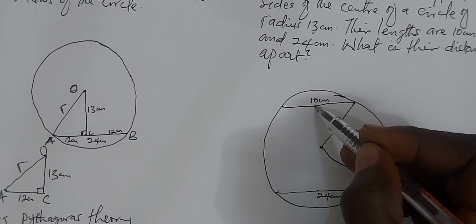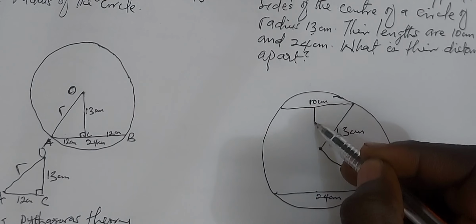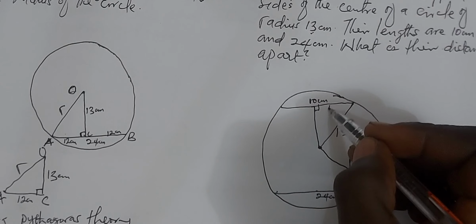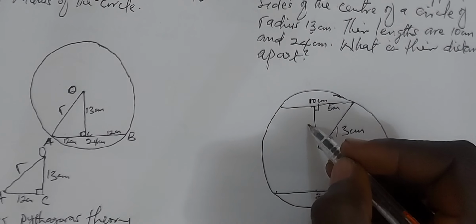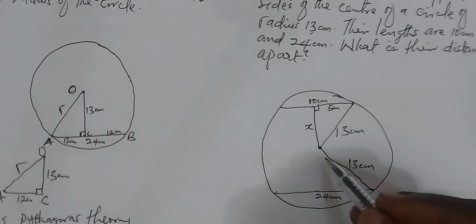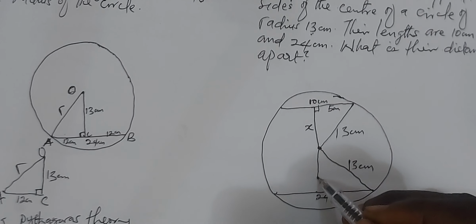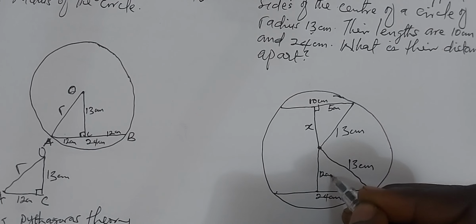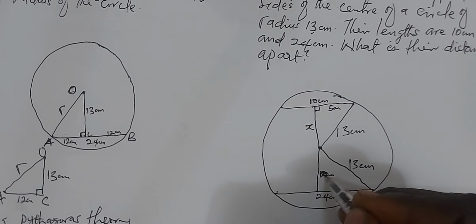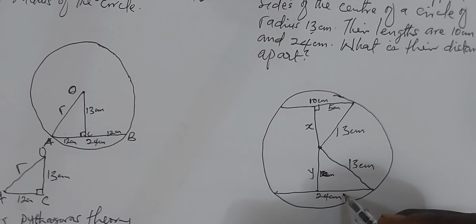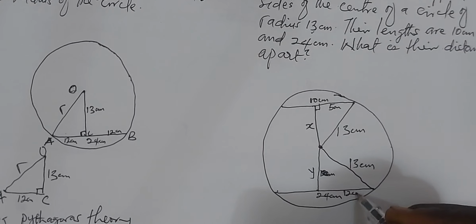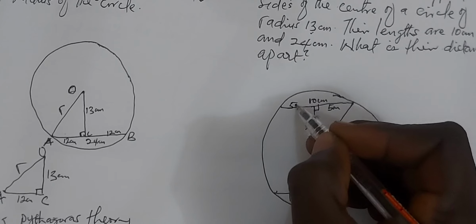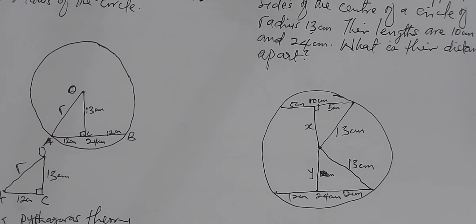But mind you, the line from the center of the circle to the chord divides the chord into two equal halves. So here will be 5 centimeters. You can call it x. From here to here, we divide 24 into 2, which is 12 centimeters. You can call this y. And you have 12 centimeters this side. It divides the chord into two equal halves.